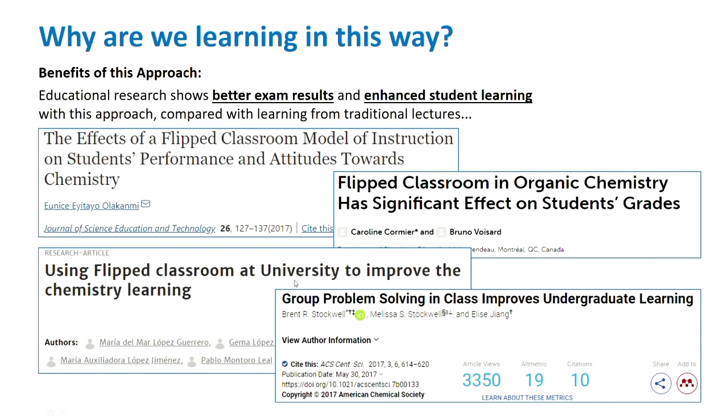So here are some papers about this, about it changing students' performance and attitudes towards chemistry. It's better for particularly organic chemistry, which is what we're going to be applying today. It helps improve chemistry learning, and problem solving in class helps improve undergraduate learning. So I think, well, if there's that evidence there that it works so well, why would you not do that as a lecturer?